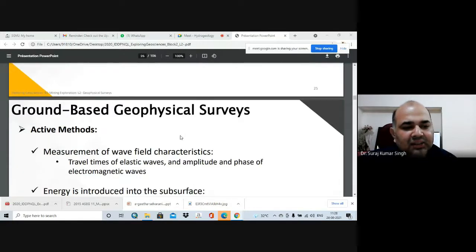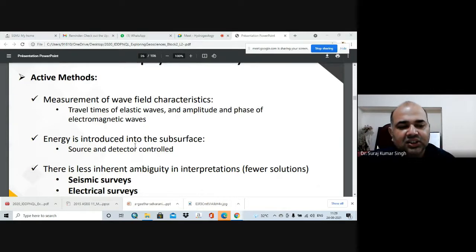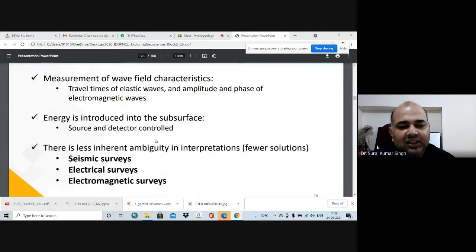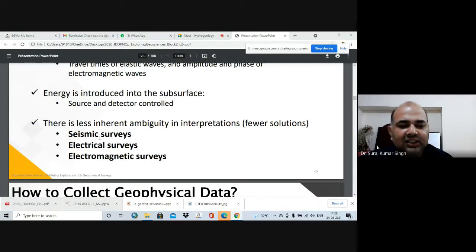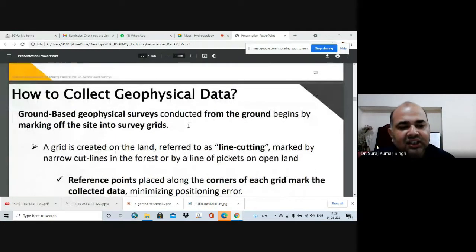And then you have active methods, where you will be measuring the wave field characteristics, whether we are talking about the time of elastic waves, then the amplitude and phases of electromagnetic waves, then the energy that is introduced into the surface area, and we will be studying that. And in the active methods we'll be going for seismic survey, electrical survey, and electromagnetic survey. So how will you be doing all this data surveying, how will you be performing this?